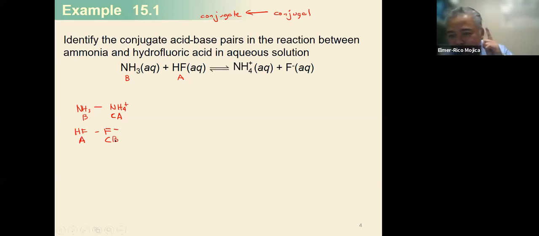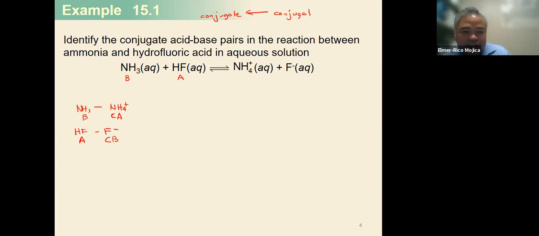So look at where the conjugate acid is. The conjugate acid is always what? One more or one less hydrogen? And the same thing with the conjugate base. Is it one more or one less hydrogen? Okay, so if you have a conjugate acid, it has one more hydrogen compared to what it is on the reactant side. If you have a conjugate base, it has one less hydrogen compared to what it is on the reactant side. Are we clear on that?